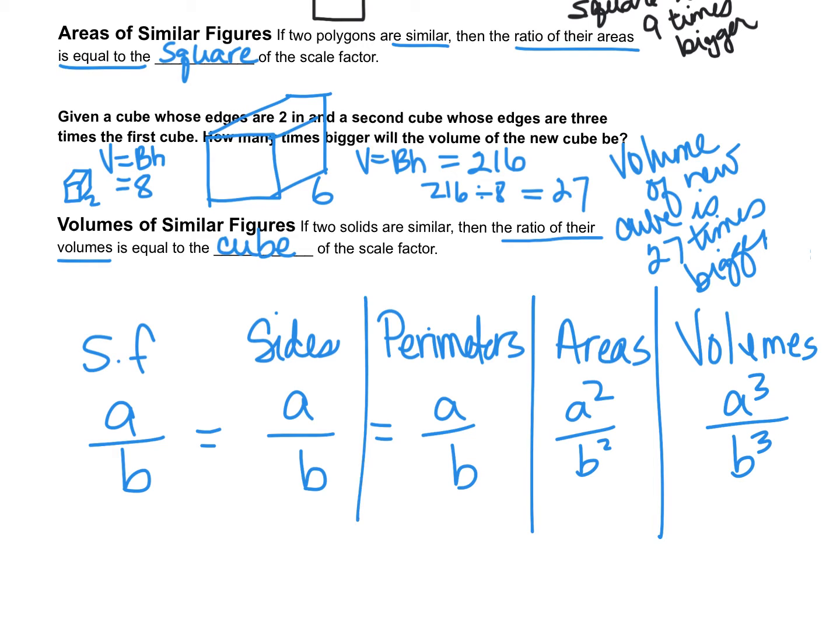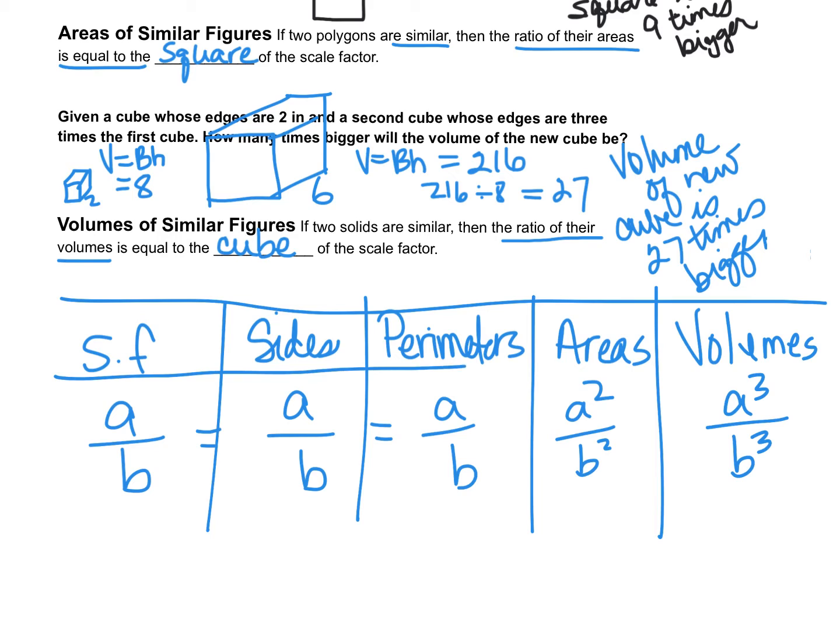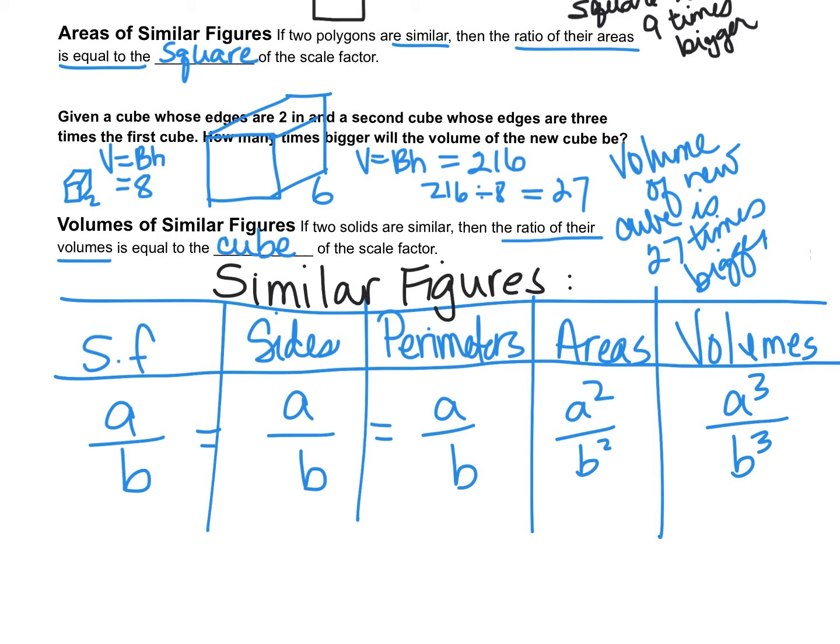Let me make this into a little table here. So this is similar figures. If they have a scale factor of A over B, then the ratio of sides is also A over B. The ratio of perimeters is A over B. The ratio of areas is A squared over B squared, and the ratio of volumes is A cubed over B cubed.